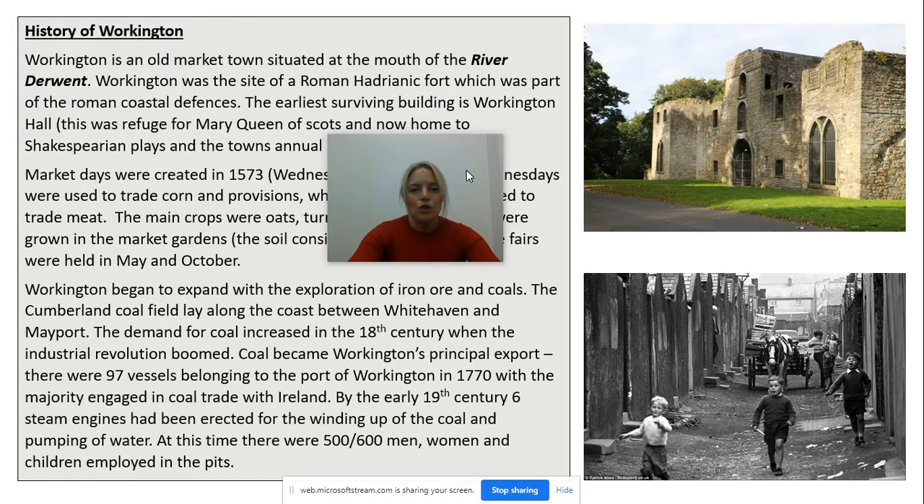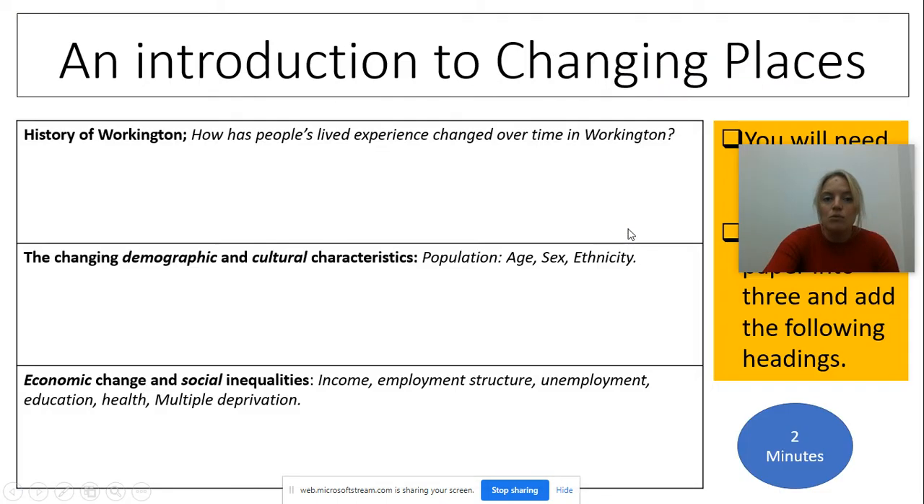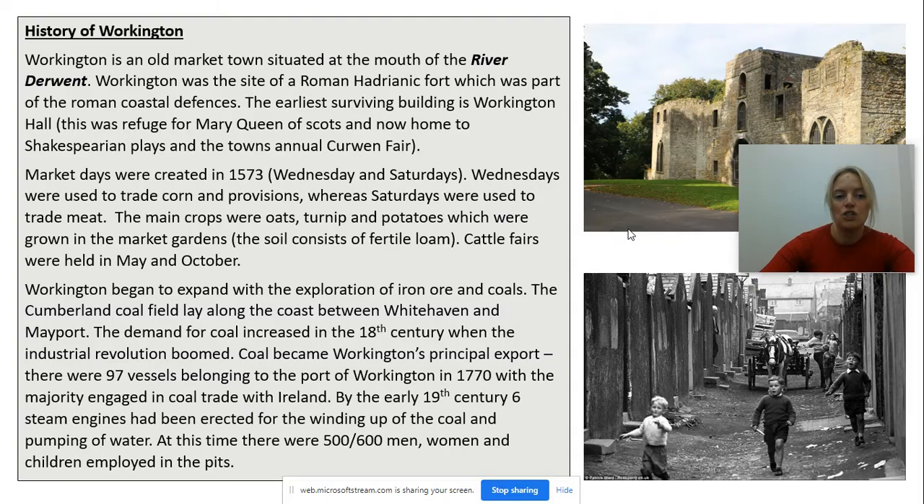Okay. So now we've thought about what we already know. I'm going to give you some new information. So your teacher is going to go through the history of Workington. And what I'd like you to do is add your notes to your 3 columns that you've already done. So you've got the history, how the population and cultures changed, and economic change and social inequalities. So I'm going to give you about 20 minutes here to read through.